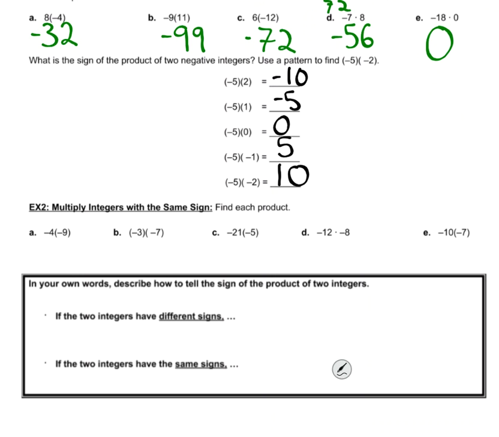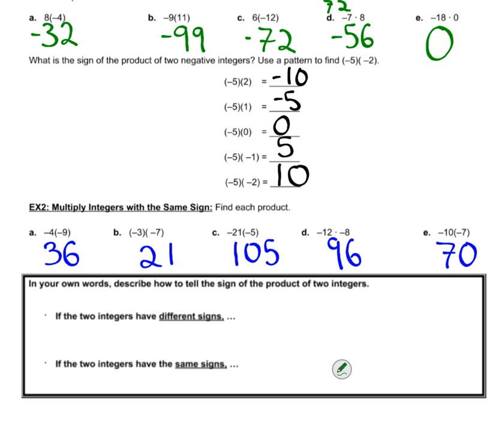With that rule in mind, try out example 2 on your own. So whoever is manning the computer, please pause it for about a minute and a half and let everyone try examples A, B, C, D, and E on their own. Okay, please look up and check your answer. You should have 36, 21, 105, 96, and 70.